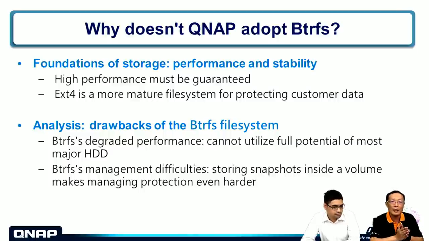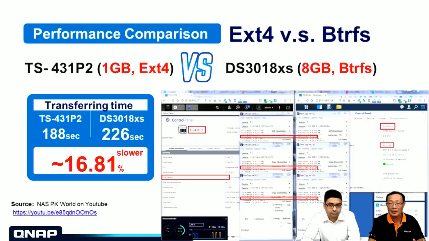And the second drawback of the BTRFS file system is manageability, because BTRFS mixes all the storage, data, snapshots and also iSCSI LUNs together in a single space. That means all the data will share the same space, so when any partition of data increases, it also compresses the available space of other types of usage. I think this is just our internal analysis, but we also get a similar result from the community.